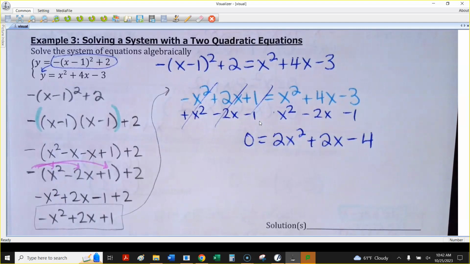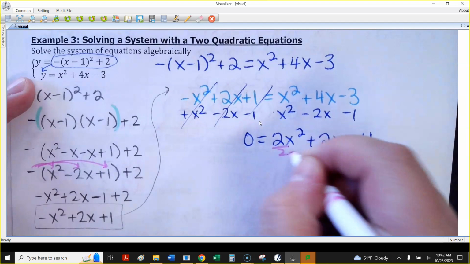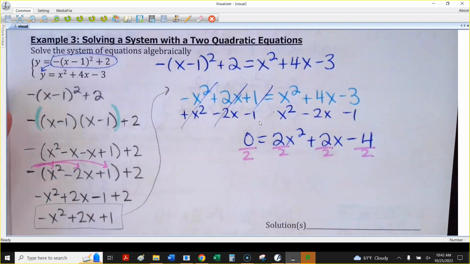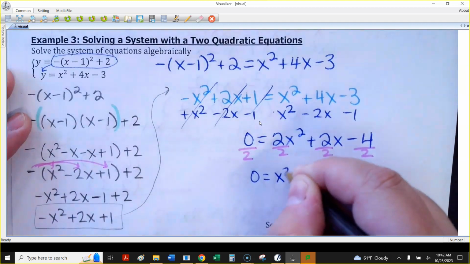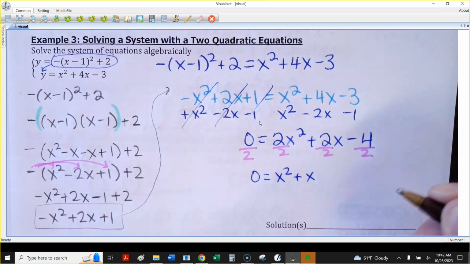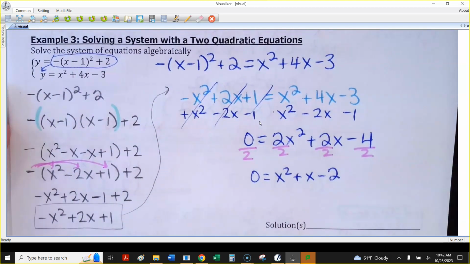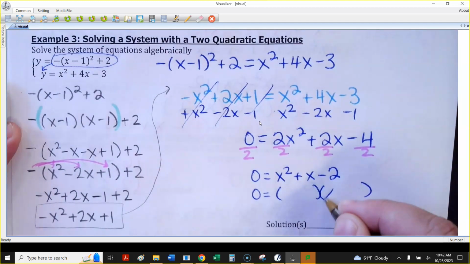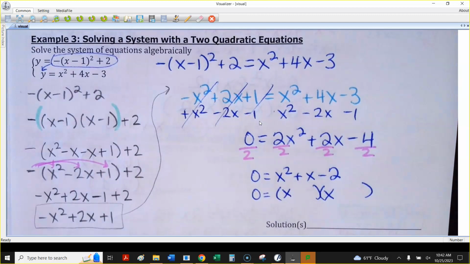Okay, what could I do next? What do you think? Yeah, we got a greatest common factor. Let's just get rid of it. Everybody there is divisible by 2, so get rid of it. I've got x squared plus 1x, and then minus 2. Both of these factors would start with a plain x, because I've got an x squared. So can you think of 2 numbers that multiplied together would give you negative 2, and the same 2 numbers added together would give you positive 1?